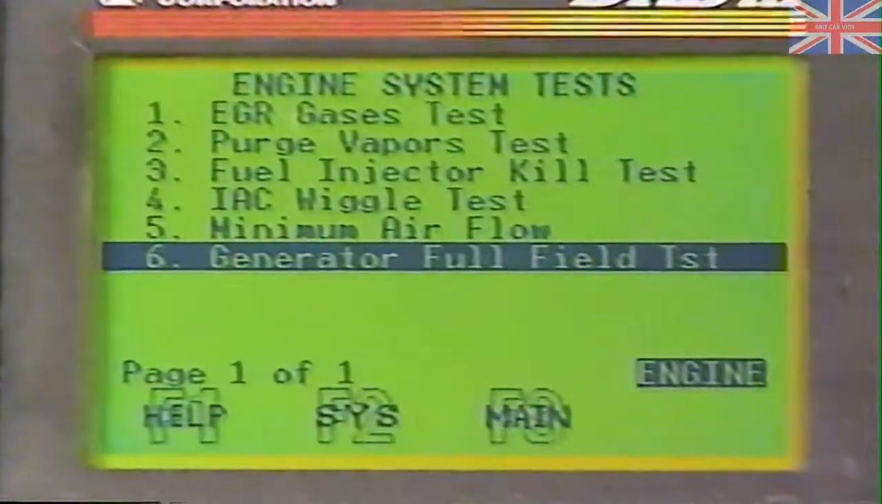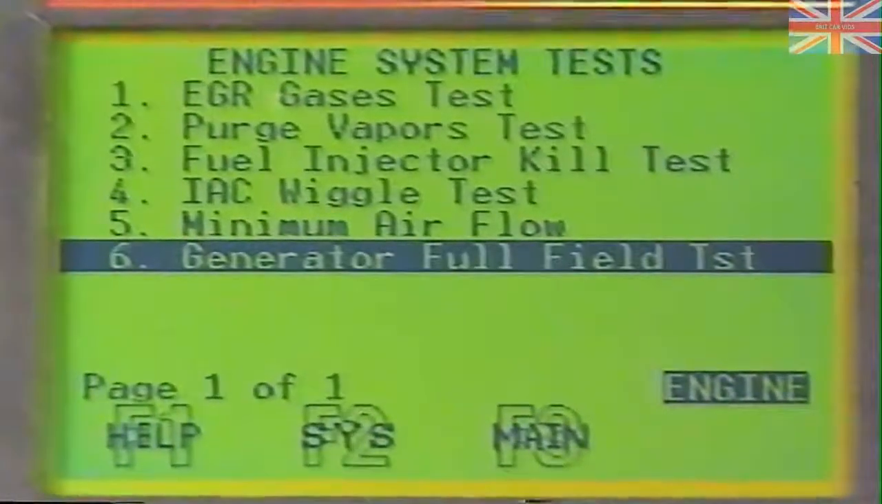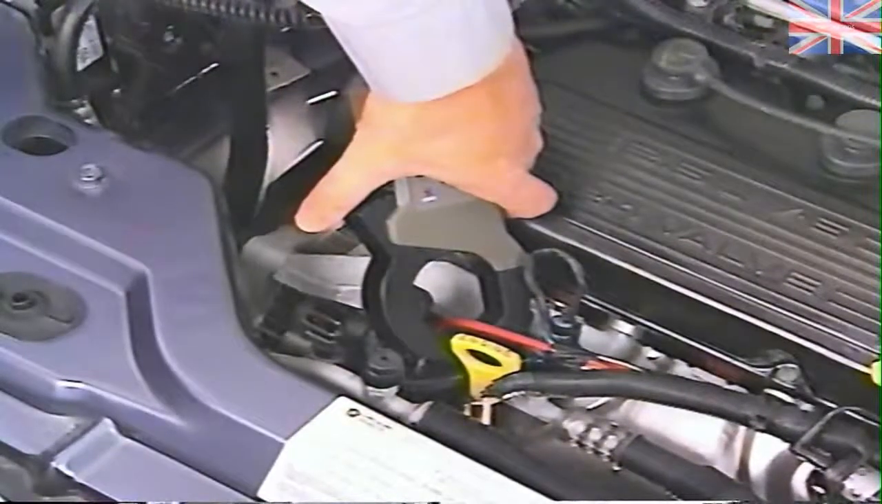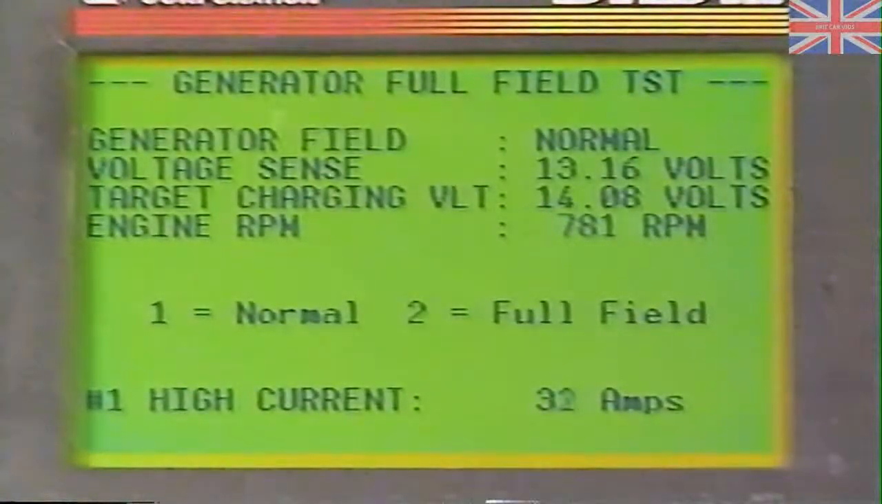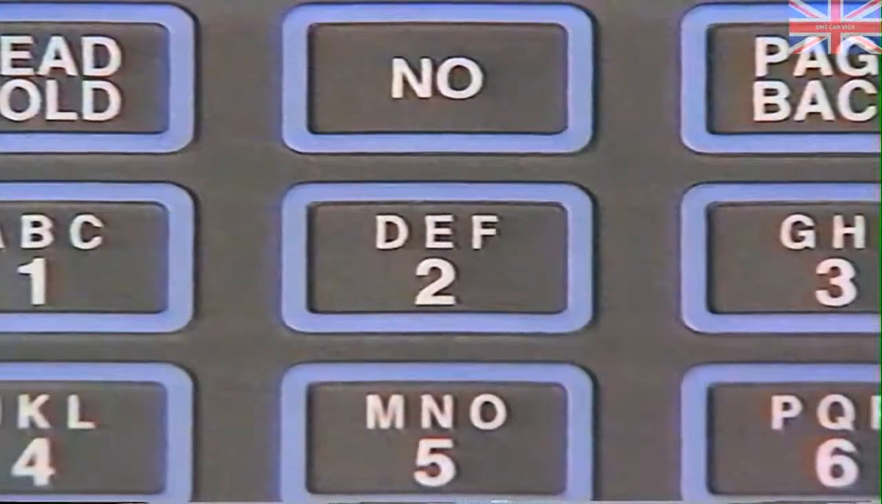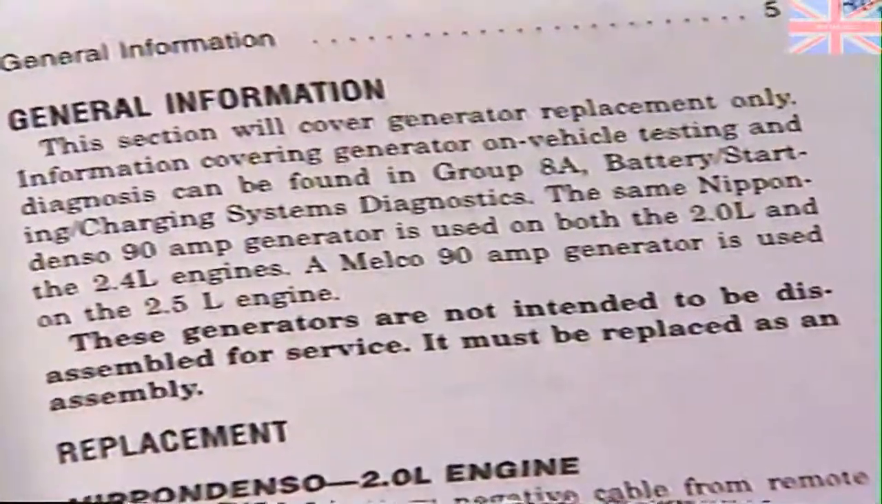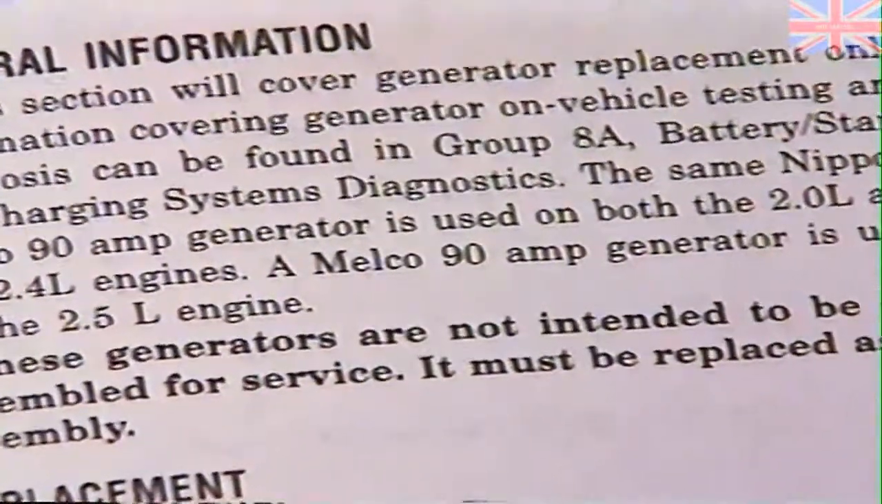The generator full field test is another system test that is available on some vehicles. This lets you full field the generator with the push of a button on the DRB3. You'll need to use the DVOM with an amp clamp or a separate ammeter to run this test. Then you have the choice to test the generator under present load conditions or full fielded. Select your choice using the DRB3 keypad. See your service manual or the generator identification tag for the rated output of the generator you're testing.